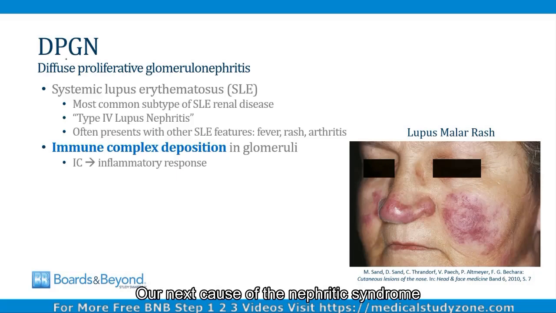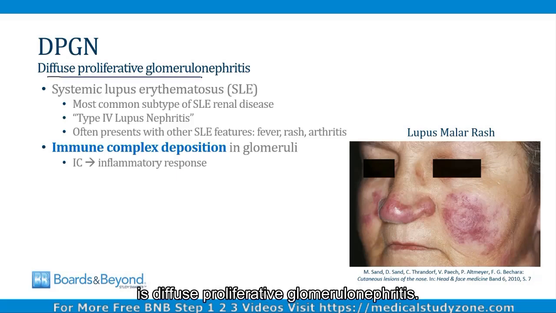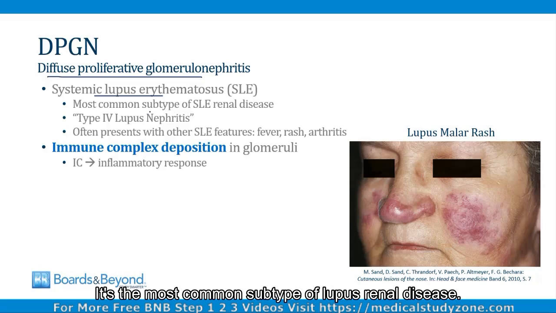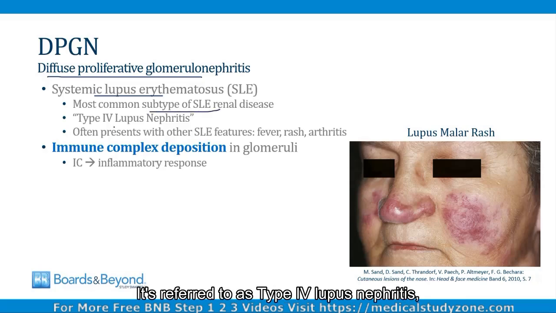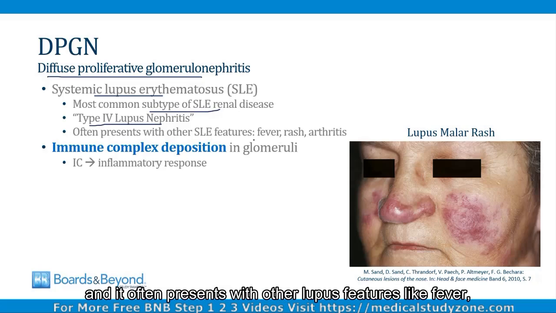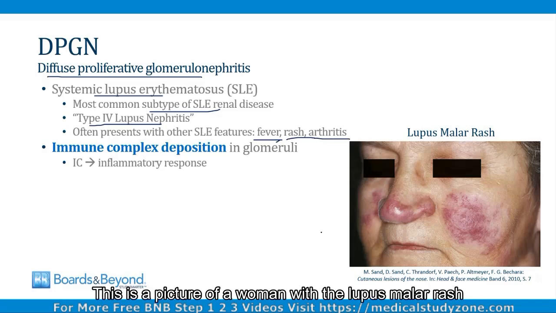Our next cause of the nephritic syndrome is diffuse proliferative glomerulonephritis. This is a form of the nephritic syndrome that occurs in patients who have lupus. It's the most common subtype of lupus renal disease. It's referred to as type 4 lupus nephritis. And it often presents with other lupus features like fever, rash, and arthritis. This is a picture of a woman with the lupus malar rash on the screen here.